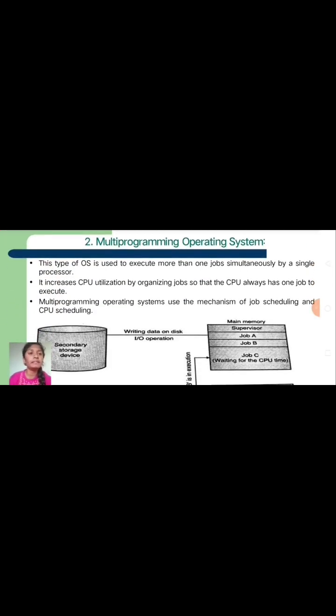And next, multi-programming operating system. Now this type of operating system is used to execute more than one job simultaneously by a single processor. It increases CPU utilization by organizing jobs so that the CPU always has one job to execute. Multi-programming operating systems use the concepts of job scheduling and CPU scheduling.